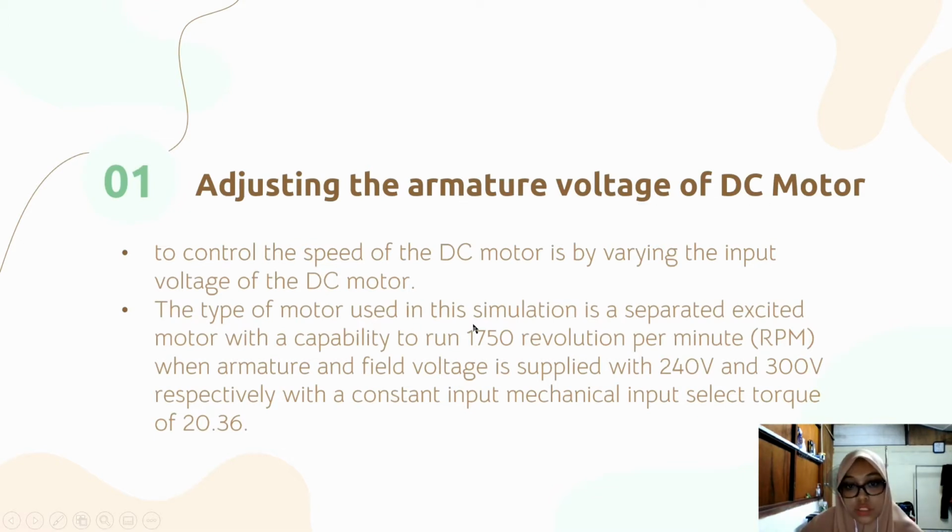The type of motor that the simulation uses is the separately excited motor that has the capability to run 1750 RPM, which armature and field voltage is supplied with 240 volts and 300 volts. It consists of input mechanical torque. Torque is 20.3 that we have calculated.